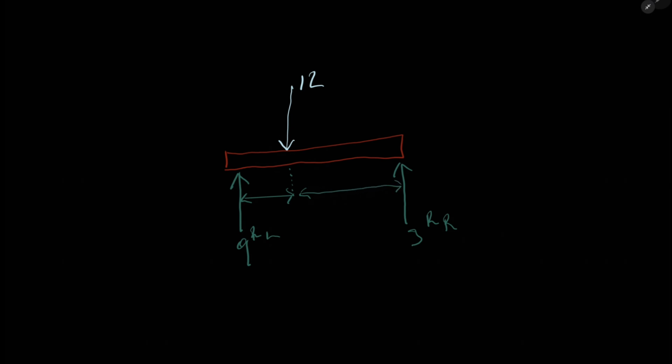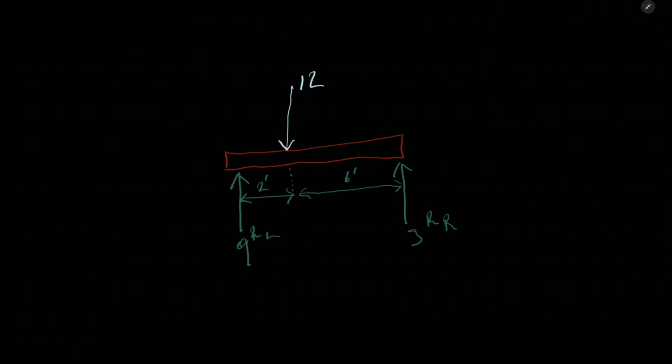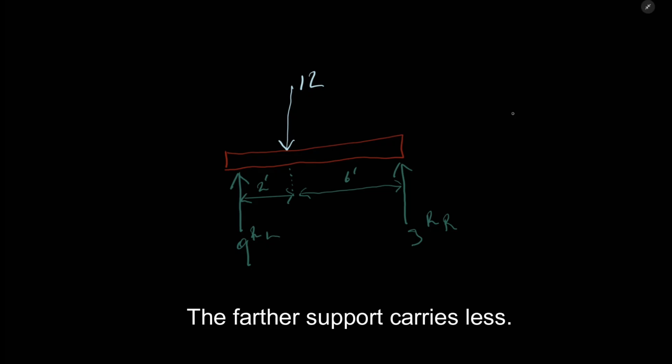So it is a specific distance away from RL and RR, to the left and right. Say this is 2 feet from RL, and this over on this side is 6 feet from RR. Now, in this scenario, the support that is closer to the load carries more of the weight. I'm going to say that the 12 is the weight. The further away, the less it's going to carry.